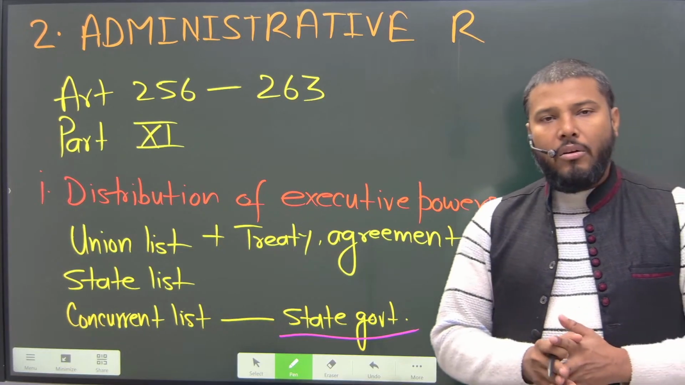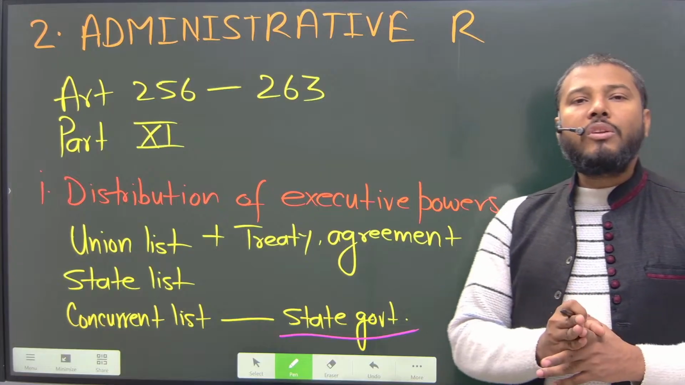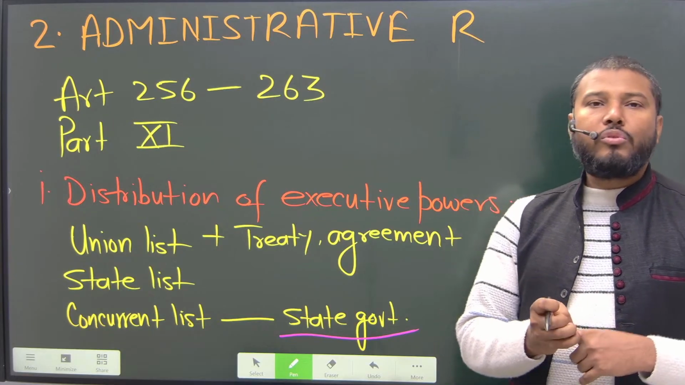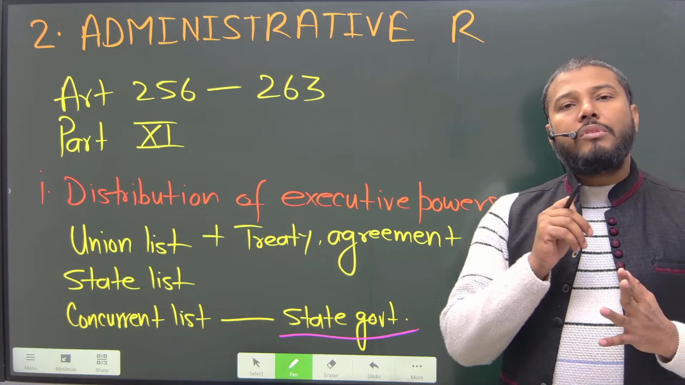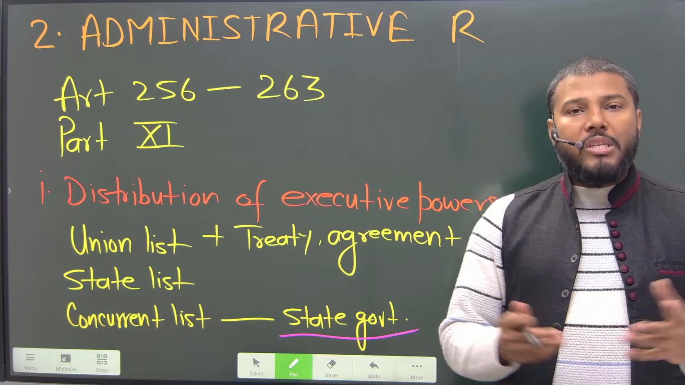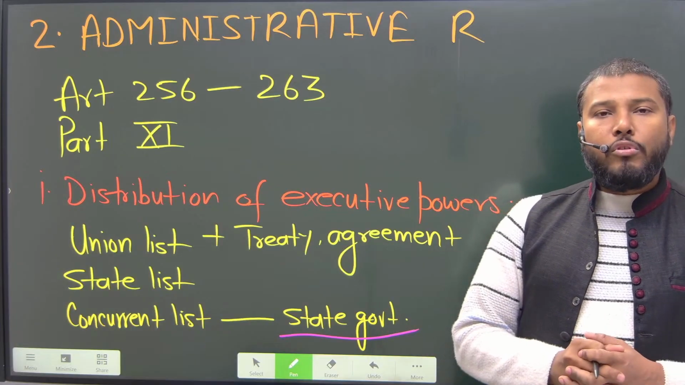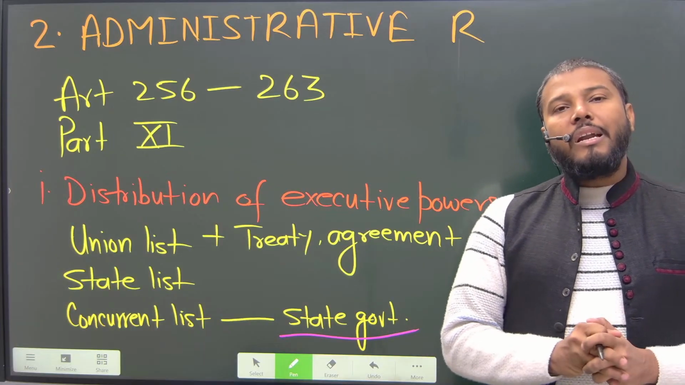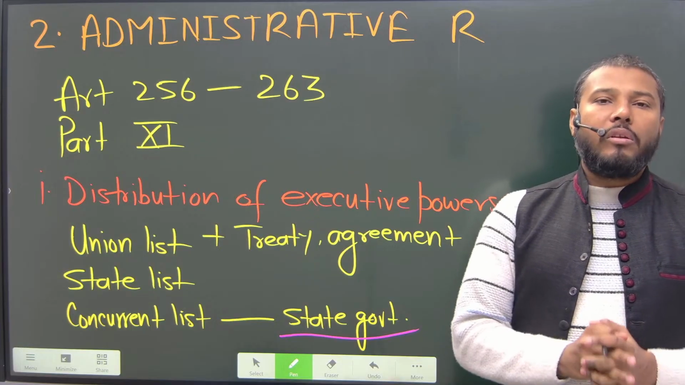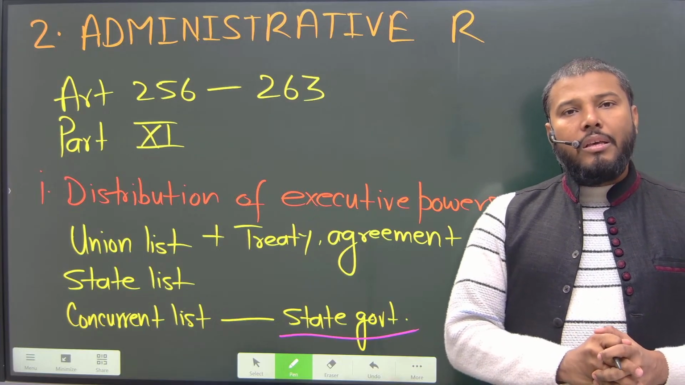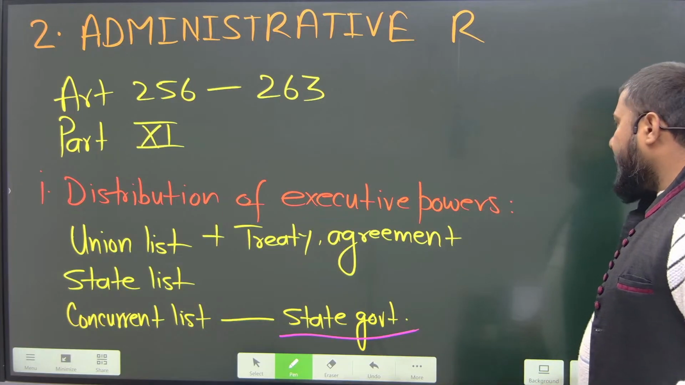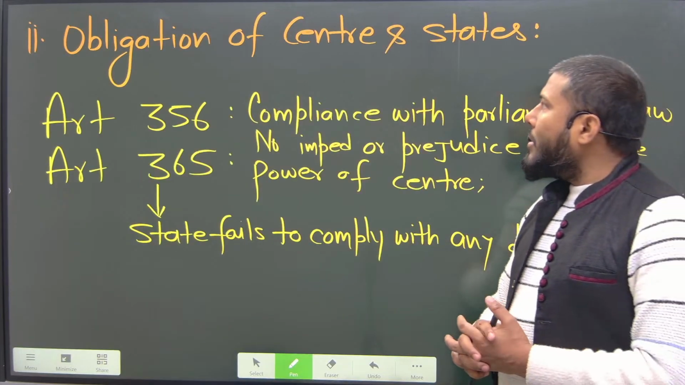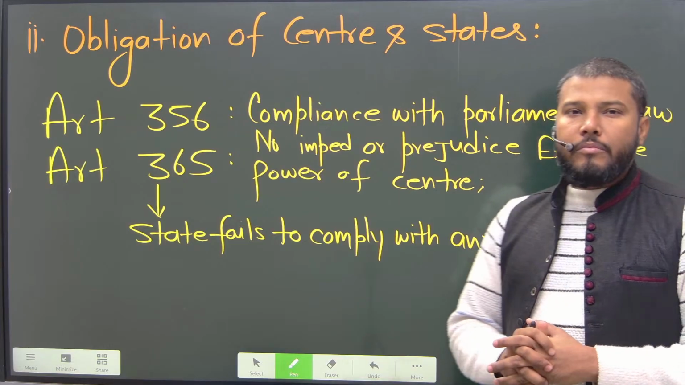Hope you understand. On the union list matter, the union government is vested with the authority to ensure the execution or the administration. What about the state list? The state government is vested with the authority to ensure the enforcement. And about the concurrent list, the state government has the authority by default if otherwise is not provided by the parliament. Okay, let's move ahead and try to see here the obligation of center and state.